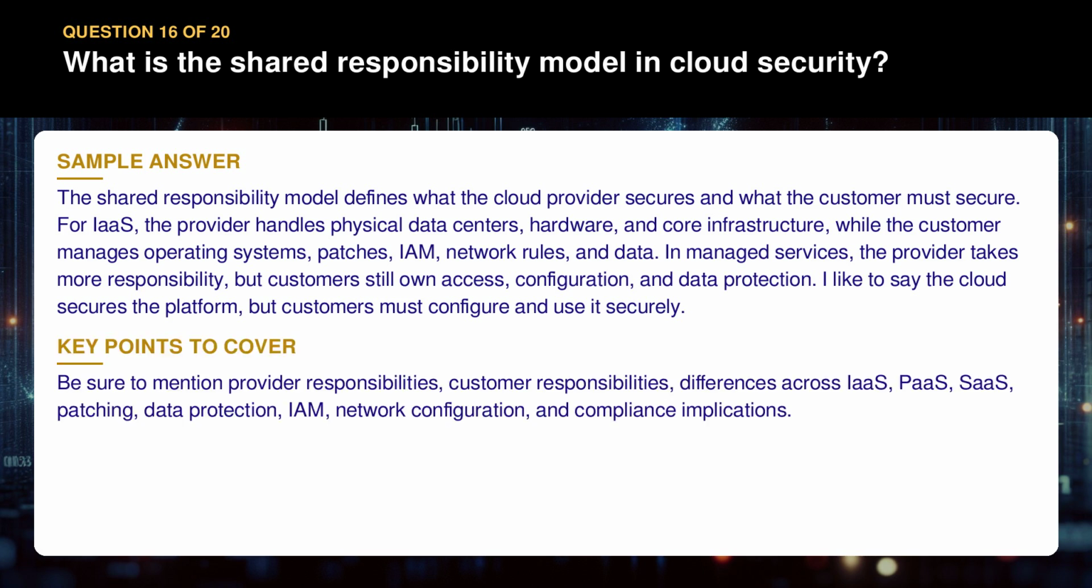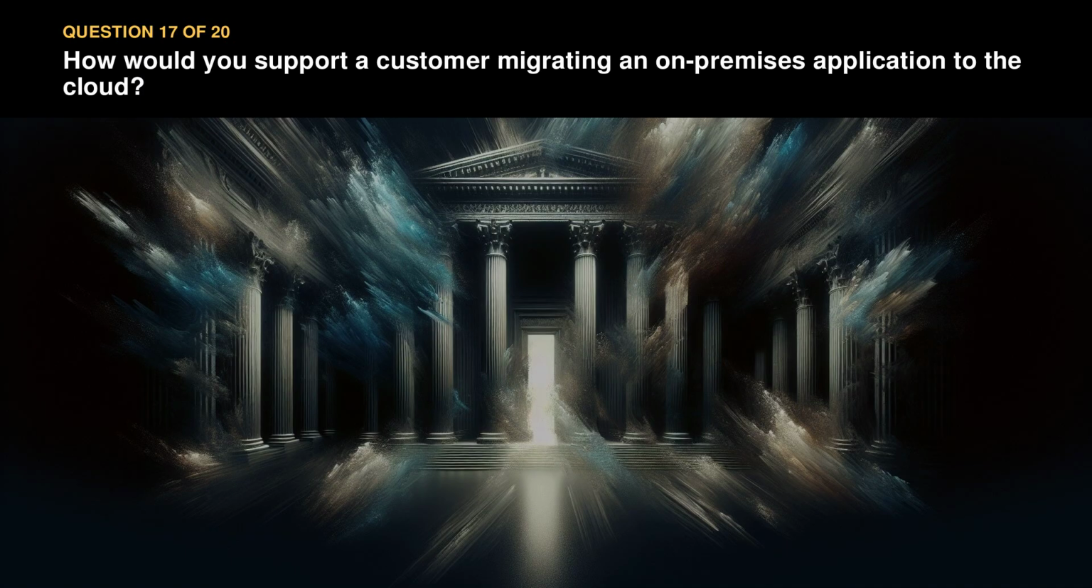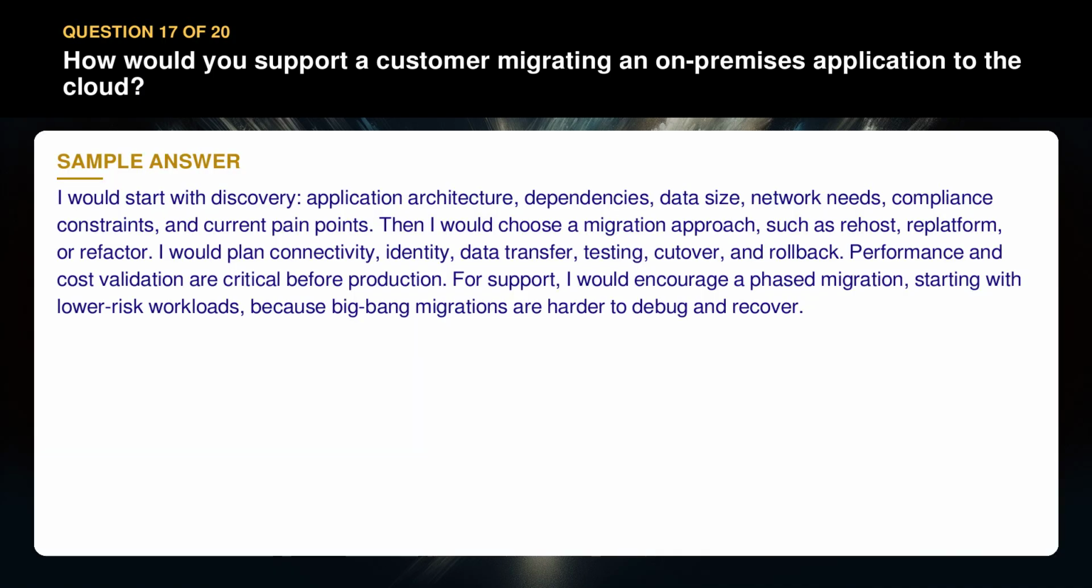Be sure to mention provider responsibilities, customer responsibilities, differences across IaaS, PaaS, SaaS, patching, data protection, IAM, network configuration, and compliance implications. Question 17. How would you support a customer migrating an on-premises application to the cloud? I would start with discovery, application architecture, dependencies, data size, network needs, compliance constraints, and current pain points.